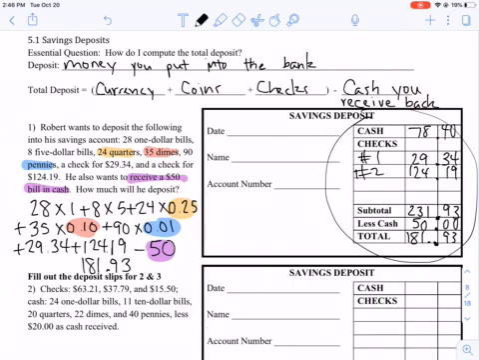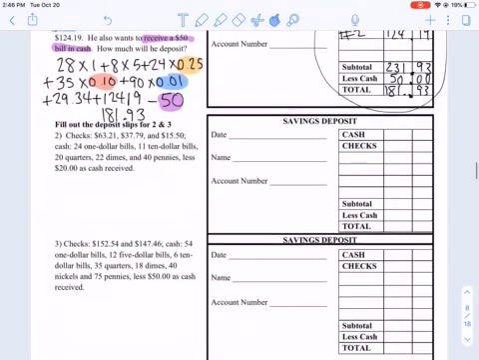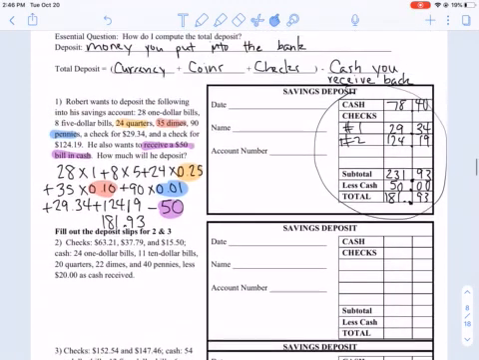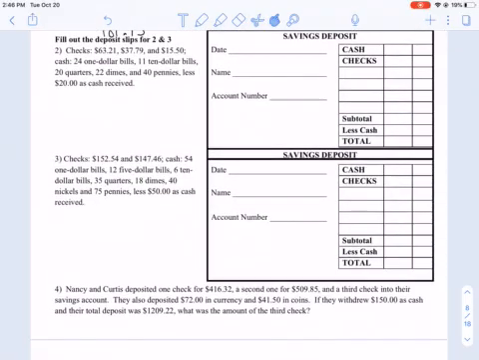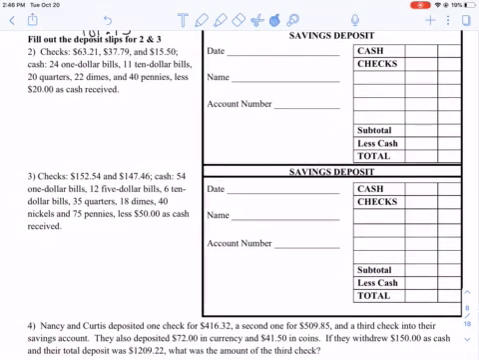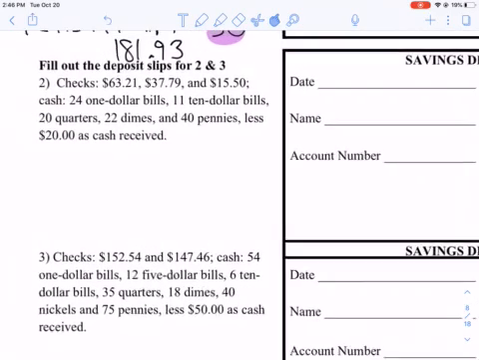So 78.40. That's it. Let's look at another one just to make sure we do it. We won't actually fill out the savings deposit this time. We'll just do the math and find out how much they're going to get back.